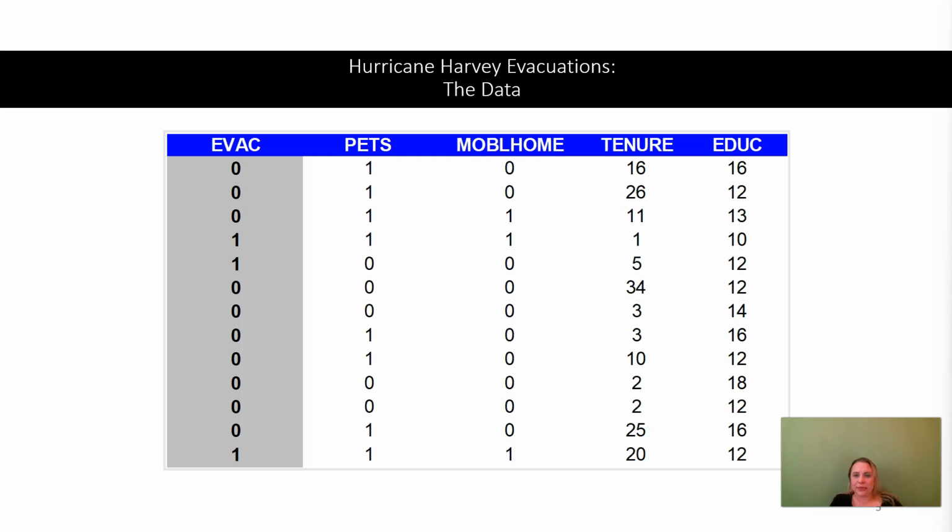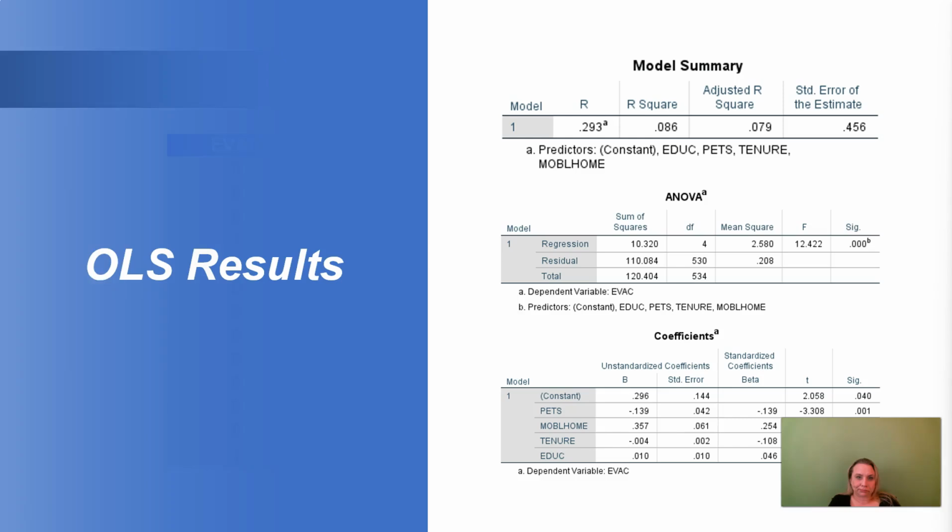And so here's a sample of the data from our hurricane evacuation file. And as you can see, there were several other characteristics here of our individuals to predict whether or not they evacuated, including whether they have pets or not, or whether they lived in a mobile home, how long they lived in that home, that would be the tenure value, and the years of education they have. So tenure and years of education are both continuous variables, and then our first two variables are going to be our categorical or dummy variables.